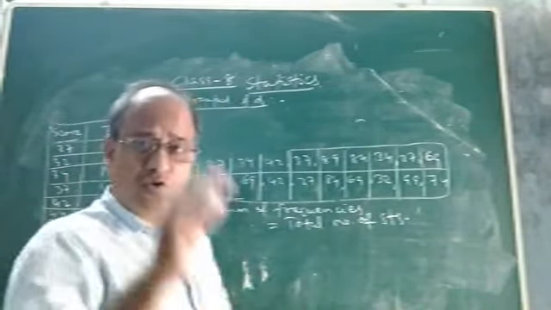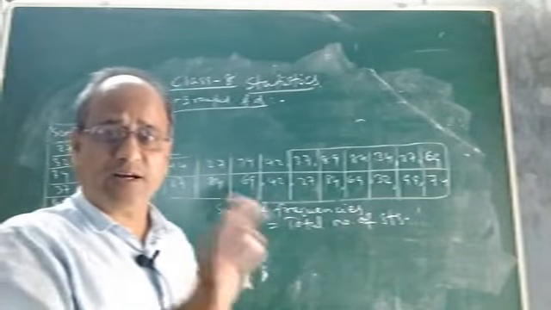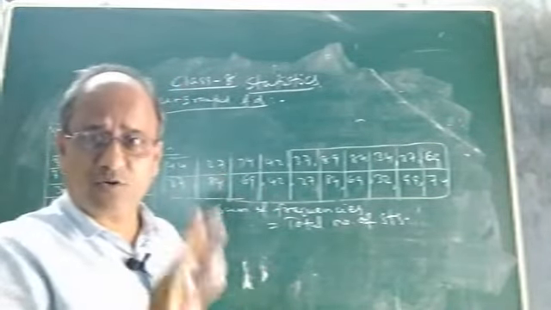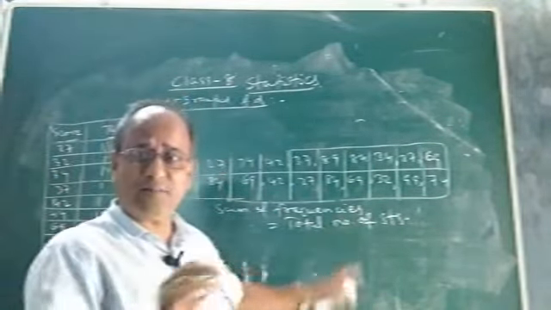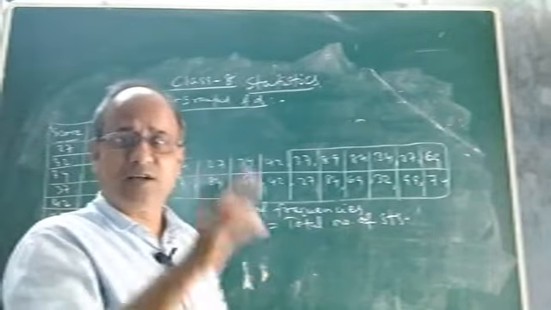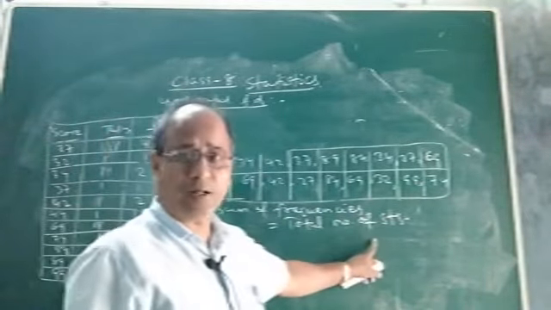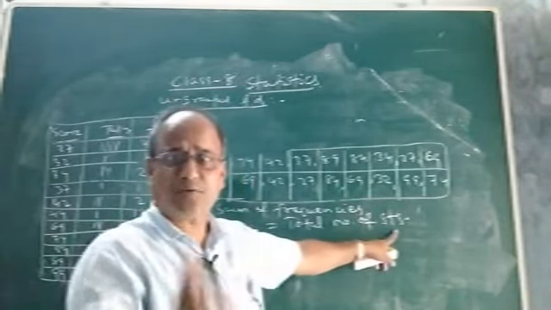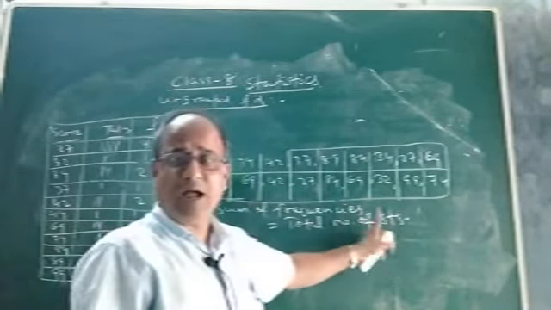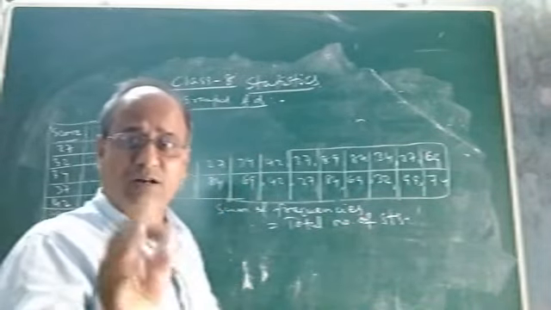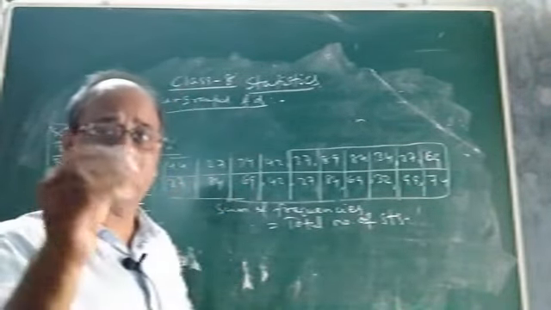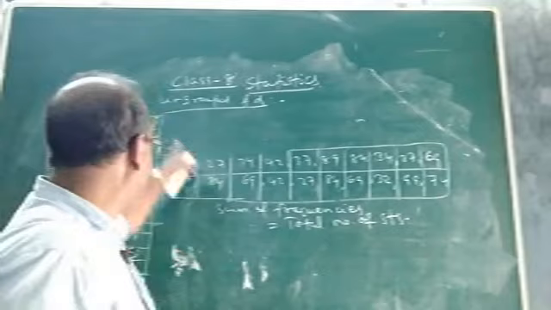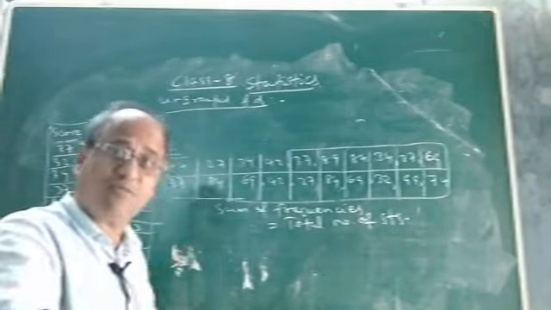See, in any frequency distribution, whether it is ungrouped or grouped, the sum of the frequencies, that means if you add all the frequencies, will always be equal to the total number of observations. Total number of students means total number of observations. And if it is not equal, you will come to know that there is some mistake committed by you in calculating the frequency. So you check once again.